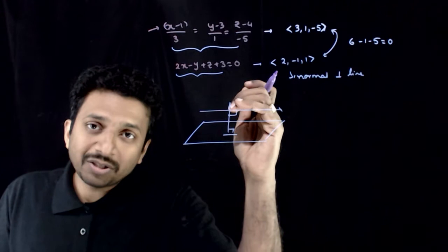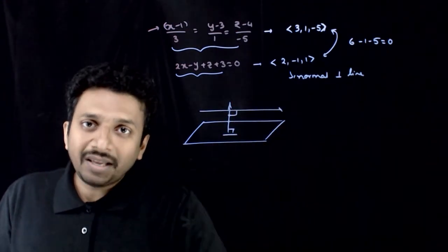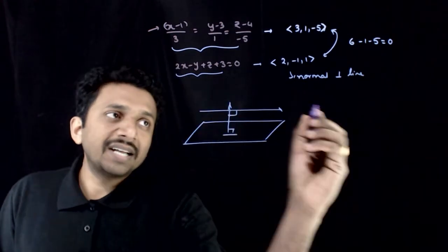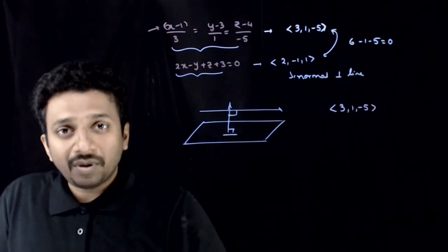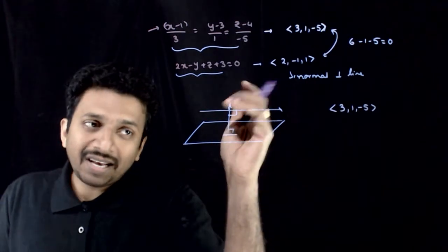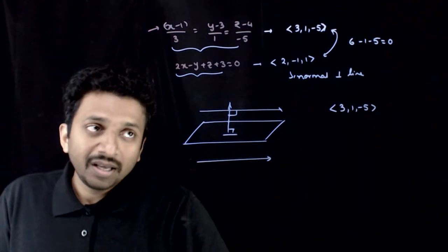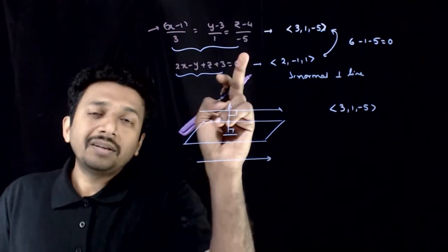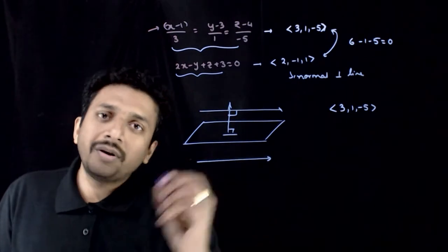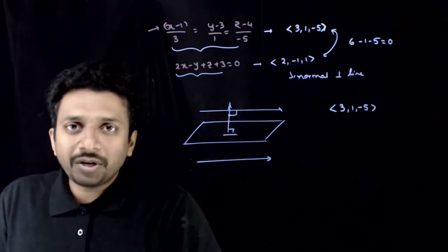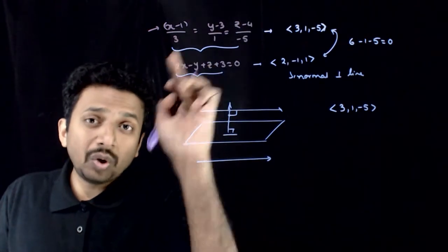So if you take the image of this line about this plane, you get another parallel line. So the DRs, which are 3, 1, −5, will be the same for the line as well as the image, because the image will also be parallel to this line. Now, once you know the DRs of the image line, you just need to find one point on this line. The easiest point to find is the image of the point which is known on this line.